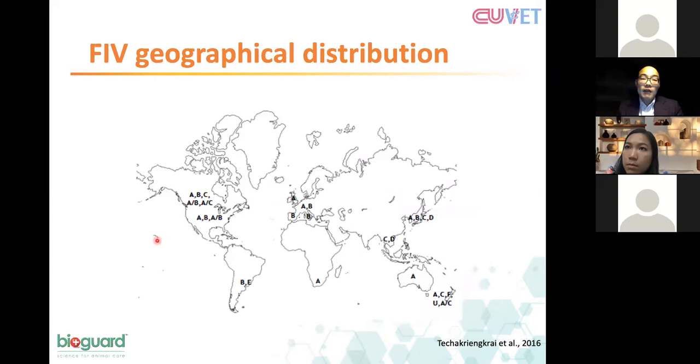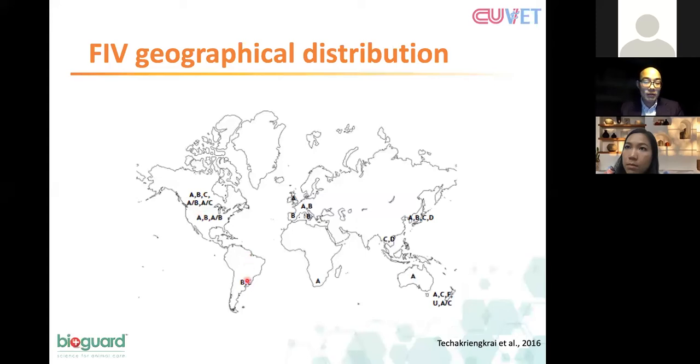Unlike FeLV, FIV has a geographical distribution, as I show on the slide here. In North America, you see all 3 main subclades, A, B, C, and also recombination between A and B and C. B and E are mainly in South America, mainly in Argentina. In mainland Europe, in the southern part it's subtype B, and in the north it's subtype A.